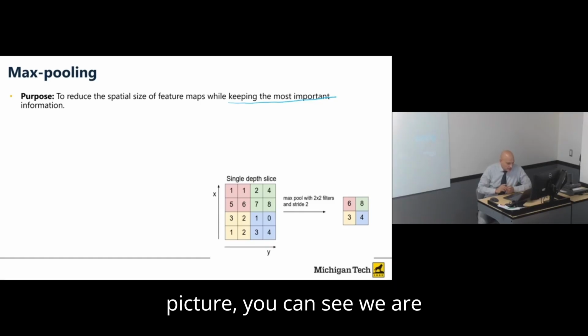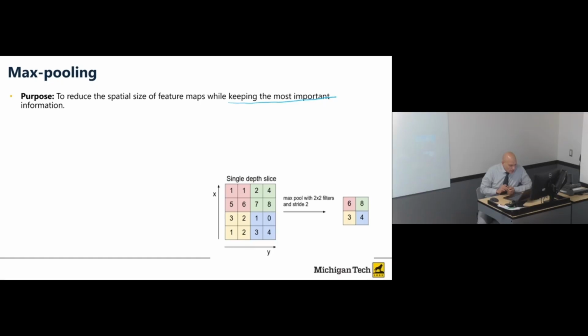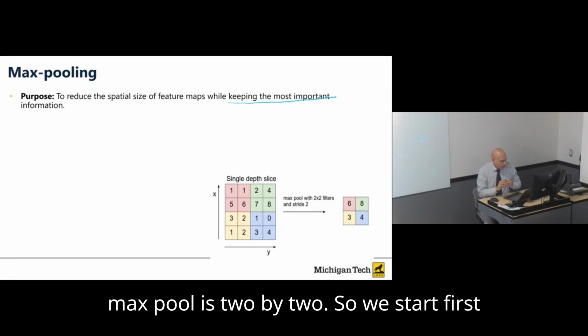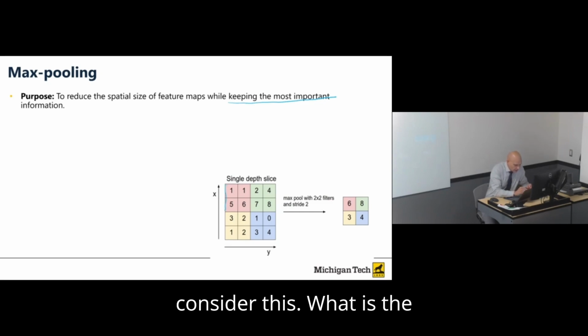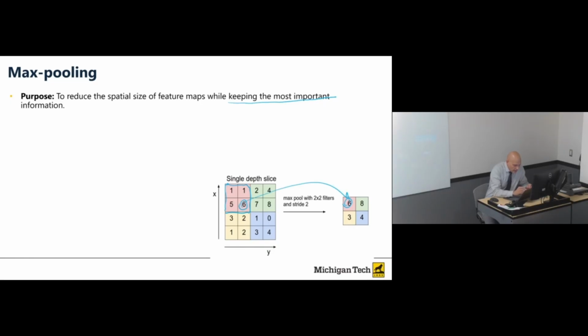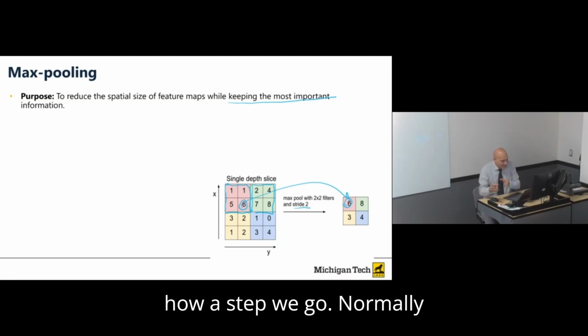So for example, in this picture, you can see we are sliding this 2 by 2 matrix. We are considering the size of max pool as 2 by 2. So we first consider this. What is the maximum of it? 6. So we write 6 here. And then move that 2. Why 2? Because we said strides are 2.